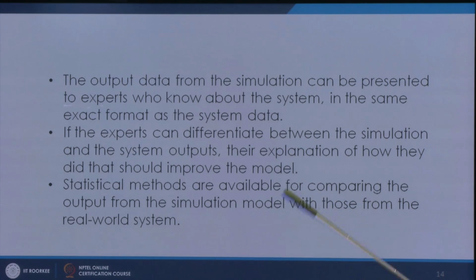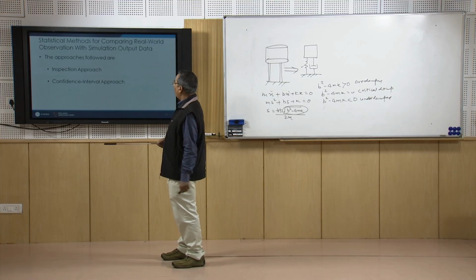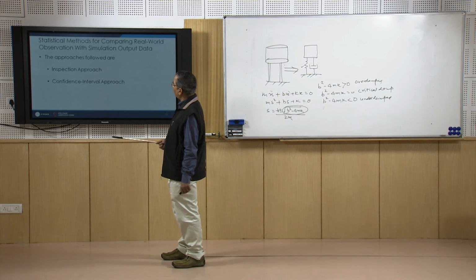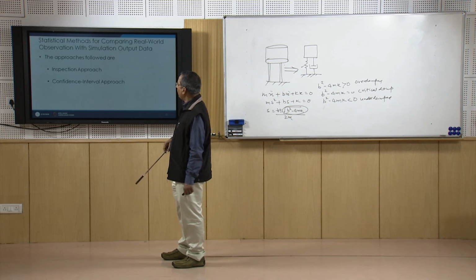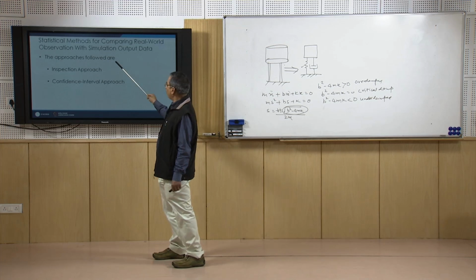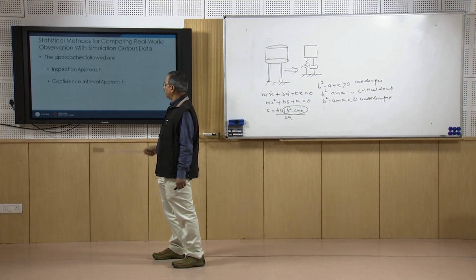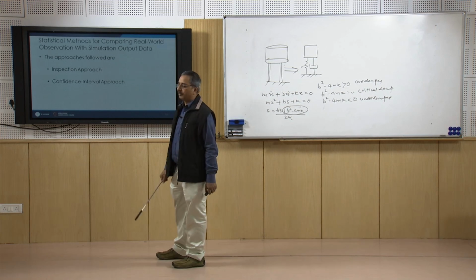And there are statistical methods available for comparing the output from the simulation model with that from the real world systems. So, statistical methods for comparing real world observations with the simulation data. These are the two basic approaches which are followed: one is the inspection approach and another one is the confidence interval approach.